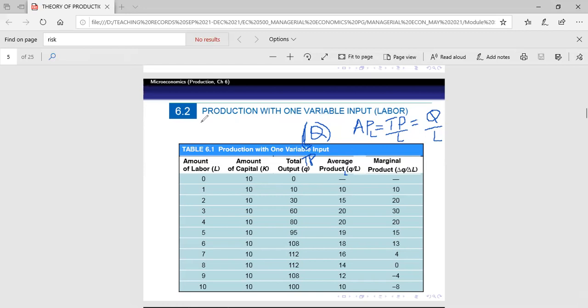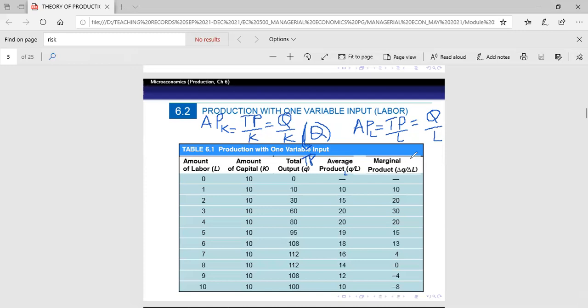It can also be average product of capital. APK, average product of capital. So average product of capital will be total product over capital. Total product divided by the corresponding capital. Or it can simply be output. It can simply be total product is total output divided by K, capital. Right? Then we have marginal products, right?